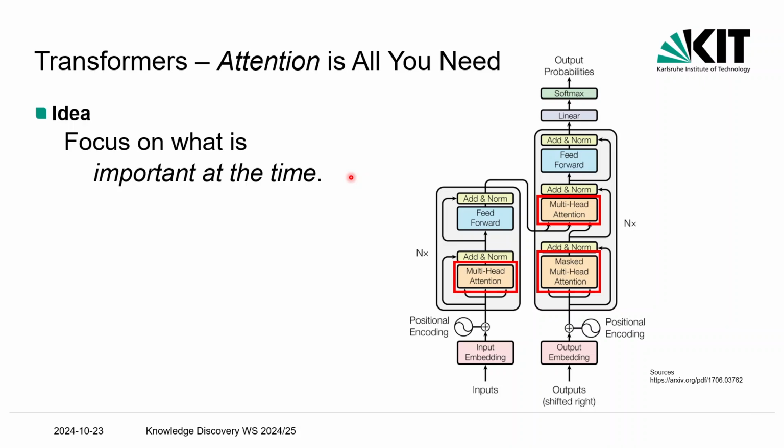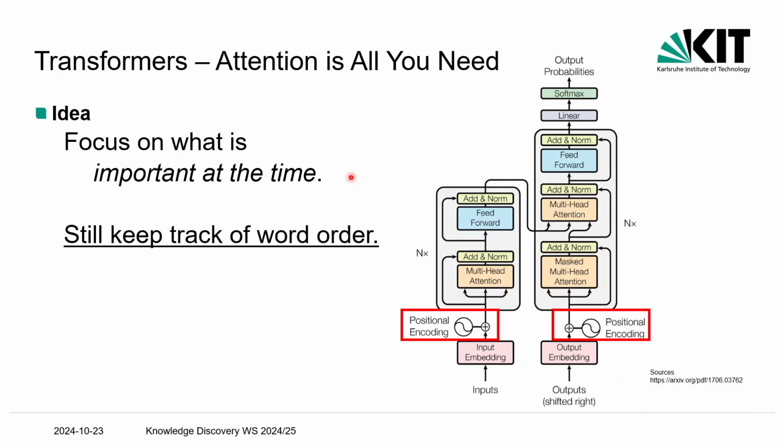So what does it mean to focus on the important things contextually? Well, it means that we want to introduce context awareness. And the context awareness aspect of the attention is what we're actually going to have a deeper look at. What's also important is this other part that I shortly alluded to before, the positional encoding. The idea there is that we still want to keep track of word order, because word order matters in language.